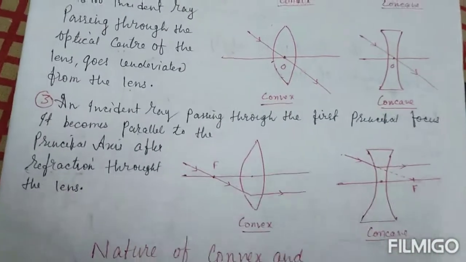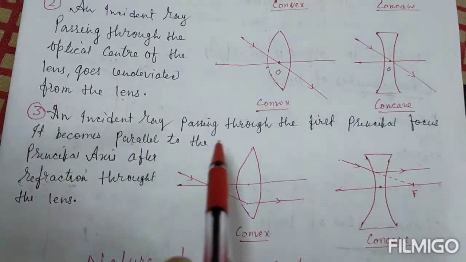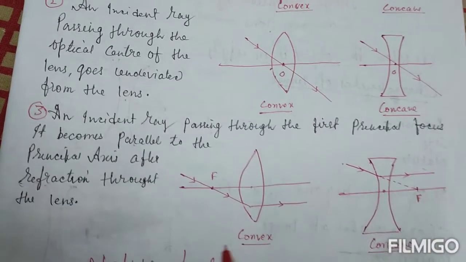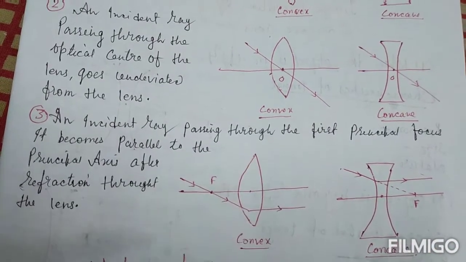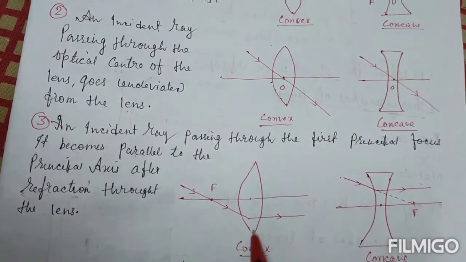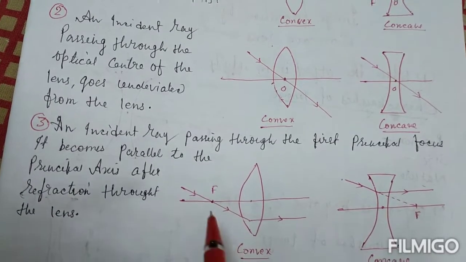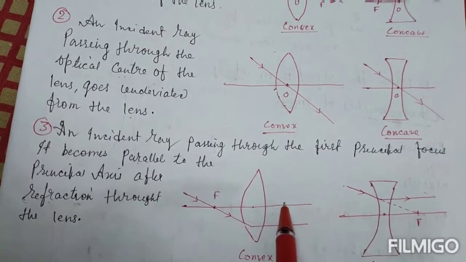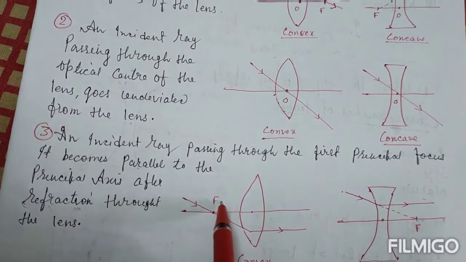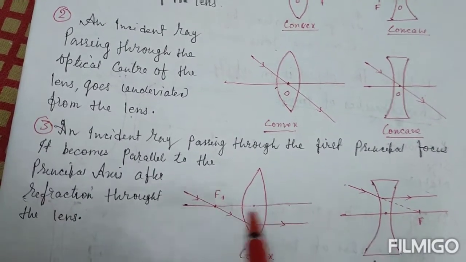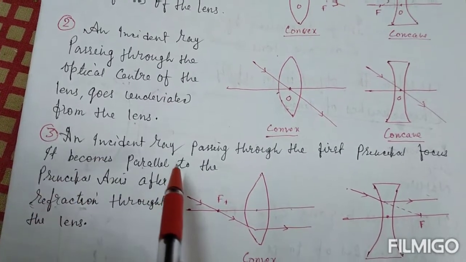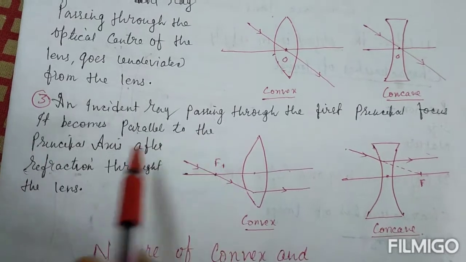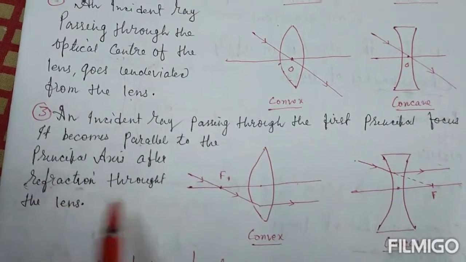And the last, an incident ray passing through the first principal focus. I have already told you that a lens is a part of two imaginary spheres, so it has two centers of curvature, two radii of curvature, and two focus points. So this is called the first focus, and this is called the second focus. An incident ray passing through the first principal focus becomes parallel to the principal axis after refraction through the lens.